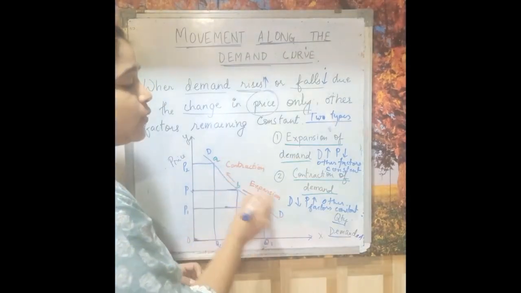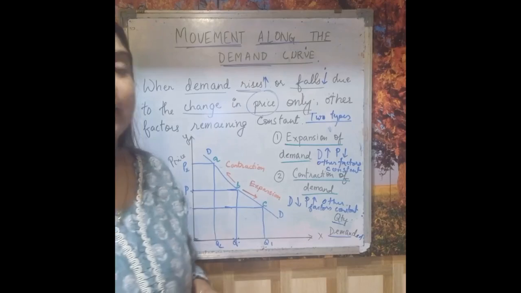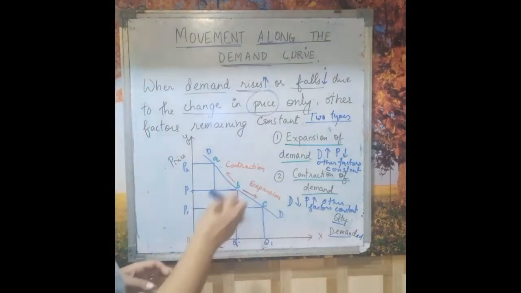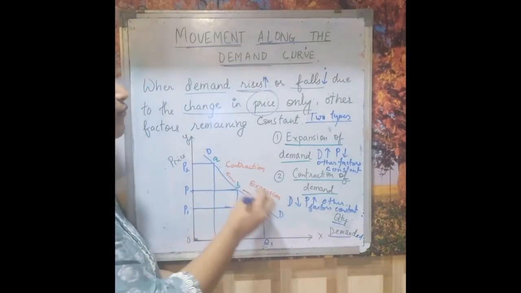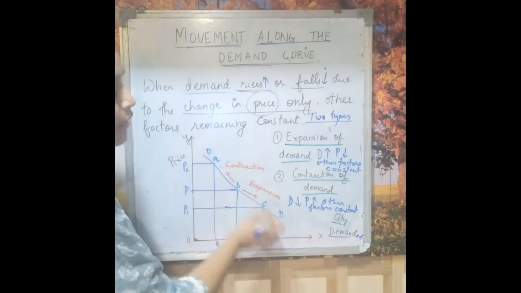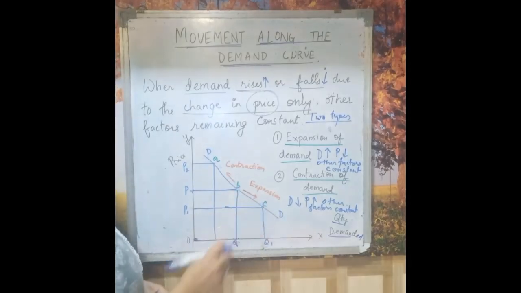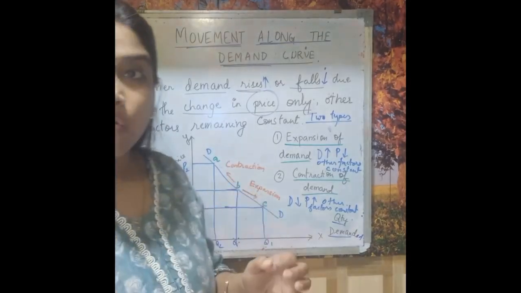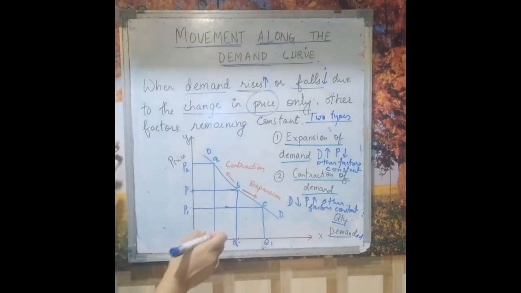When there is a rightward movement of the demand curve, then it is always expansion of demand. The demand curve moves to the right, or it moves downwards. Can you see there's a downward movement? Yes. Now, what happens in contraction?